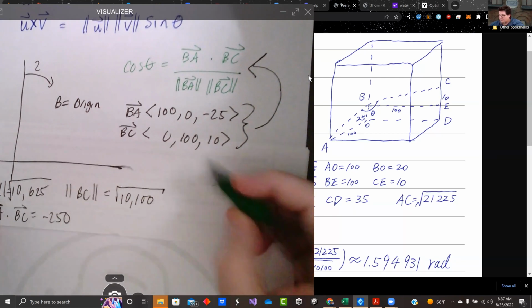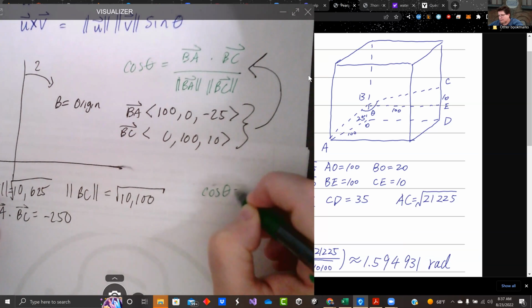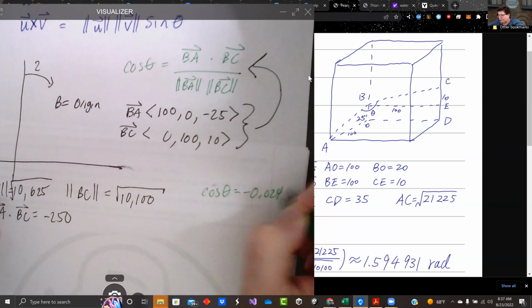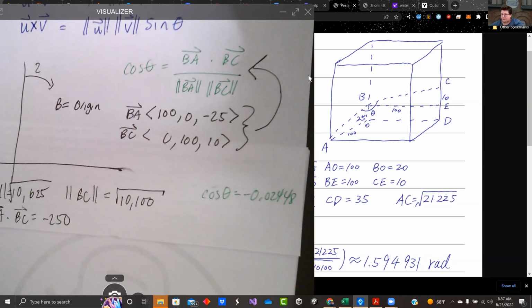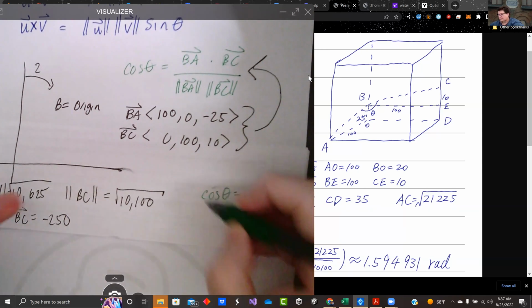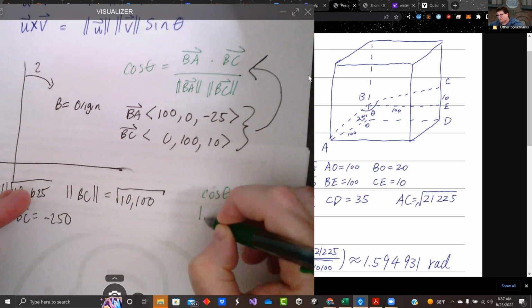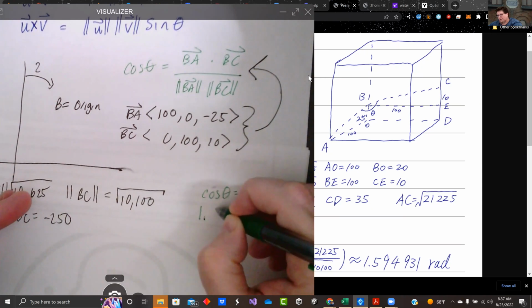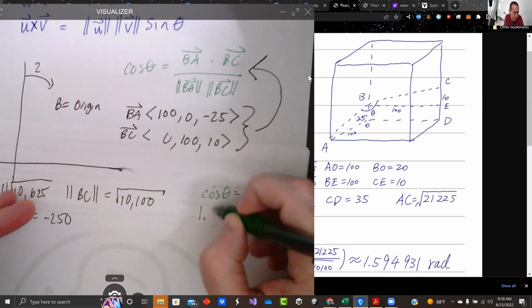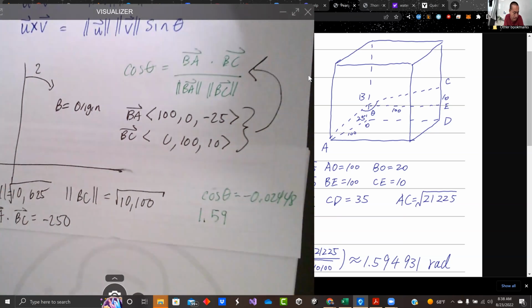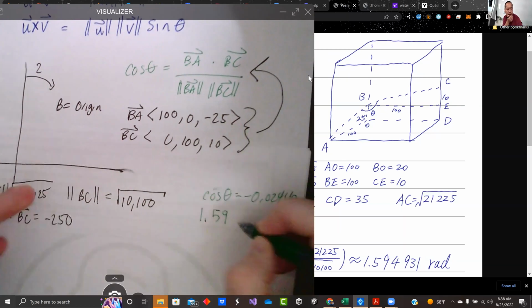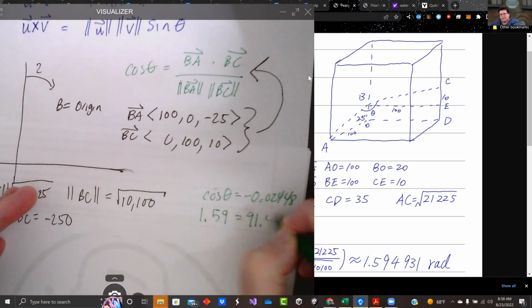So when I do that, I'm getting cosine theta equals negative 0.02448. If I do cosine inverse, I'm getting one, which can't be right. Oh, this is in radians. Yeah, make sure that is. So let me multiply by 180 over pi. Oh, I see why. 91.4 degrees.